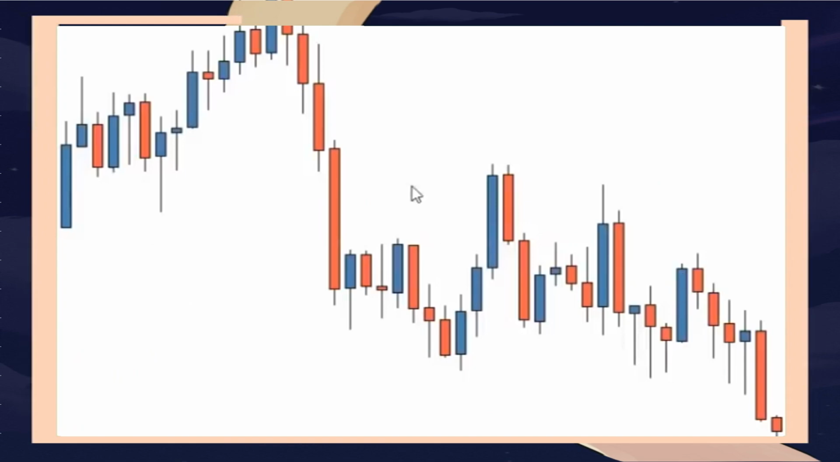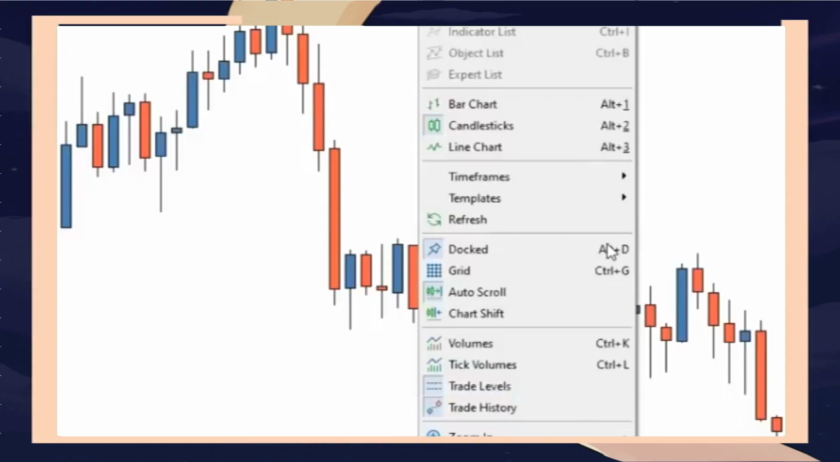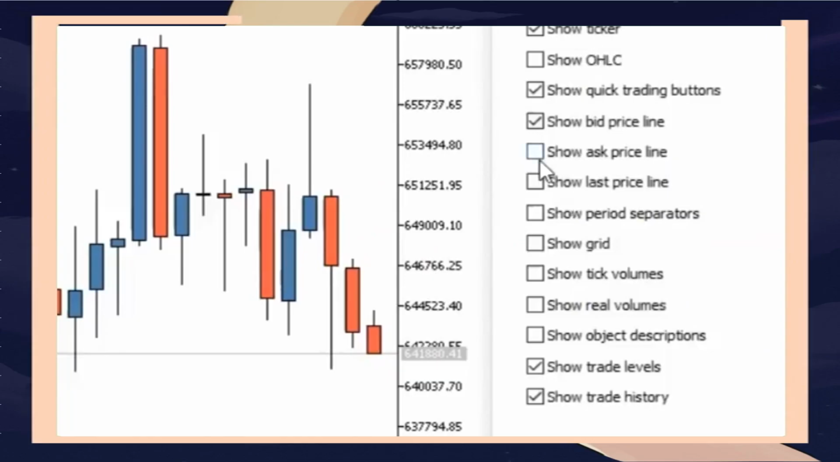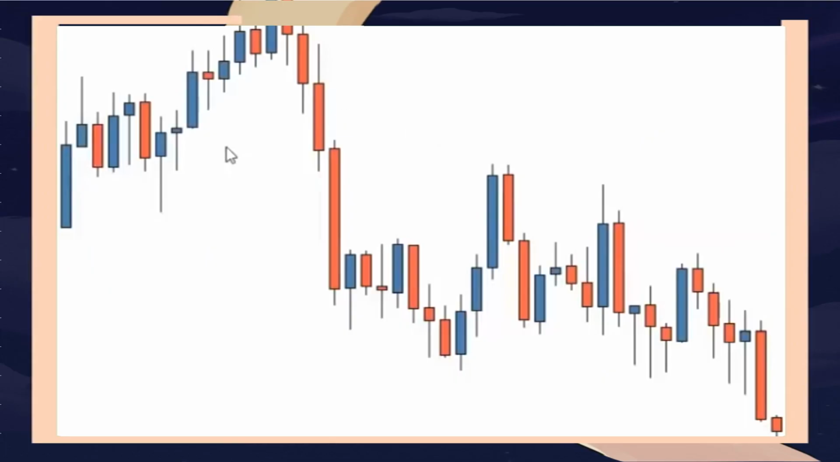Now, if you take note, you will see that the wicks have a black color. And also every candle has a black border. How that came about was from here, the properties. You can see that the bar up and the bar down, both of them are black. And that is why we have it that way. Also, you want to come and check this place to ensure that you check Show ask price line. You need that so that you're going to have those two moving together on the screen.